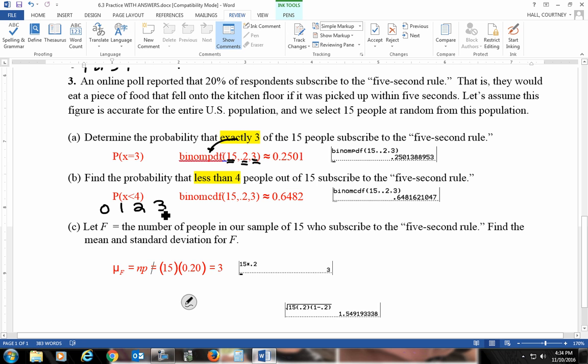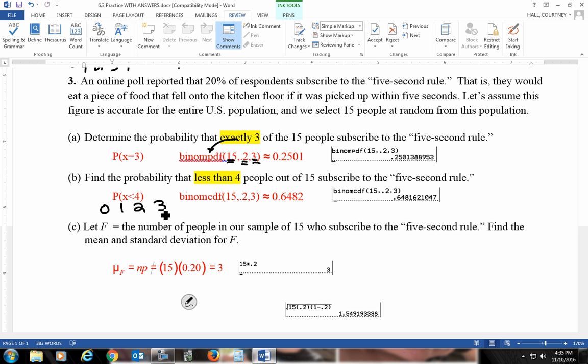So technically you could do the binom PDF of 0 plus the binom PDF of 1 plus the binom PDF of 2 plus the binom PDF of 3. You could do that if you wanted to and get the same answer as doing the binom CDF of 3, because what that does is it finds the probability of 3, 2, 1, and 0.